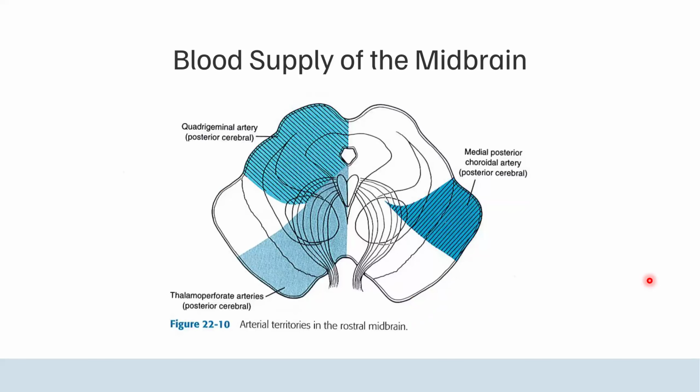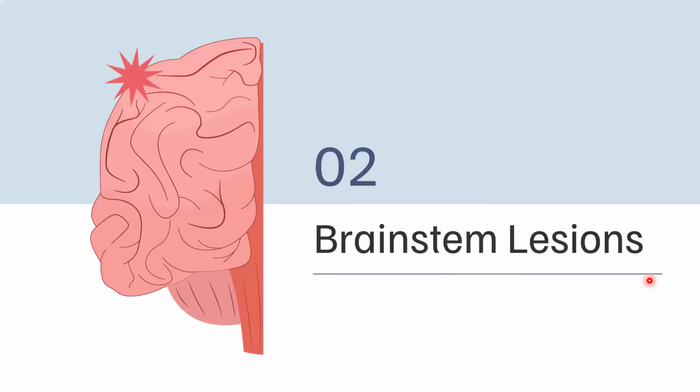So for the blood supply of the midbrain, we're going to have everything by the posterior cerebral artery. Different branches of it, but all by the posterior cerebral artery. So it's very, very straightforward. That brings us to the end of the cross sections as well as the reflexes.